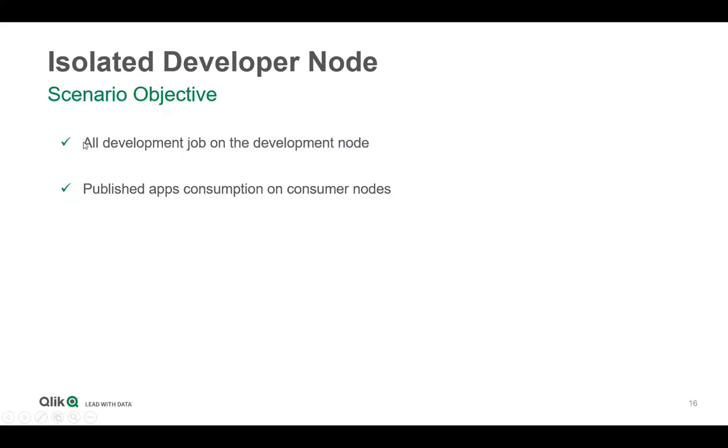To do that, we would like to have all the development jobs on the development node. We also would like to have all the published apps on the consumer node. That means when the end user opens any published app, it should only go to the consumer node. The development node is only for development jobs. The consumer node is only for consumer visualization.